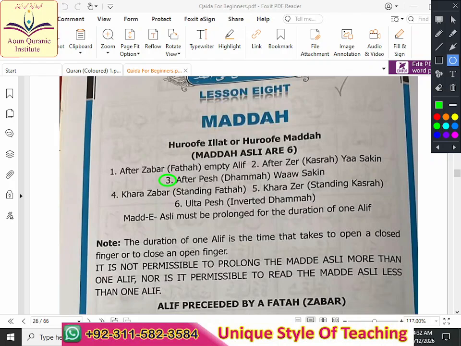There is one more thing, the duration of one alif. It is written that Maddah Asli must be prolonged for the duration of one alif. How many alif? One. The duration of one alif is the time it takes to open a closed finger or to close an open finger.